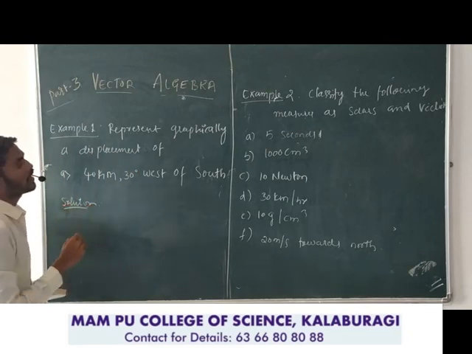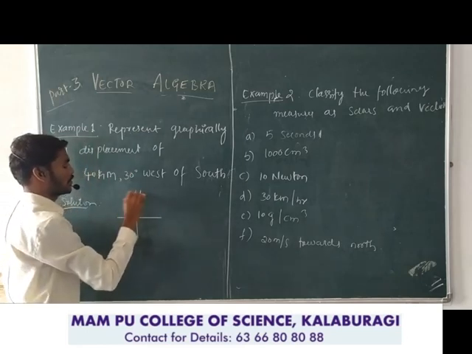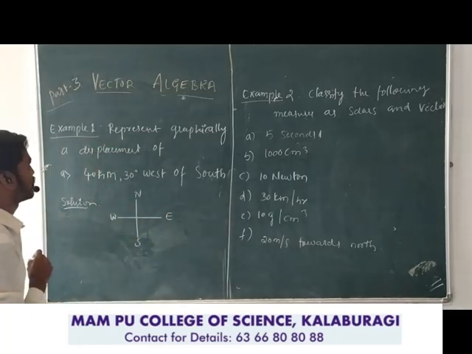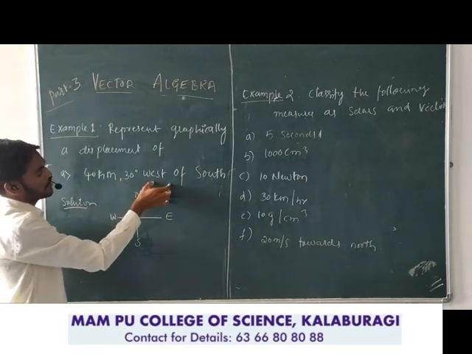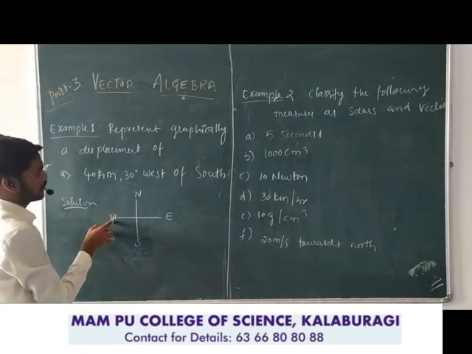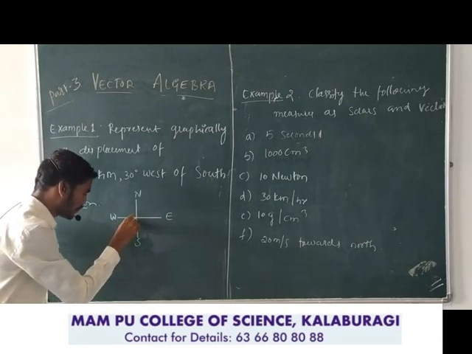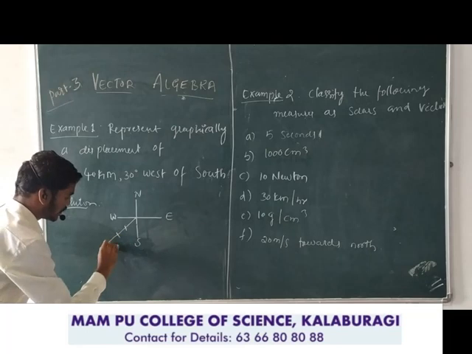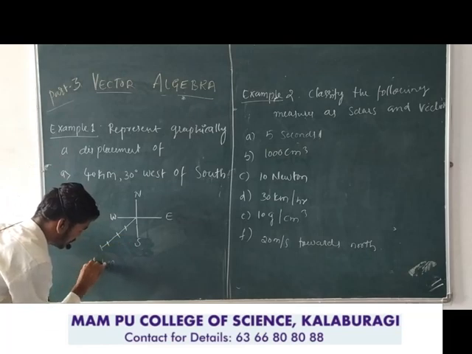Here we can draw the graph first. This is north, this is east, this is south, this is west. What is the question? 40 kilometer 30 degree west of south. West of south, where is the west and south? Here west is there, here south is there. In between this, 40 kilometer I will take. This is 10 kilometer, 20, 30, 40. This is 40 kilometer.